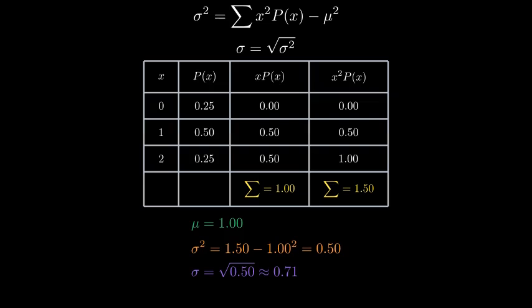The mean is 0 times 0.25 plus 1 times 0.50 plus 2 times 0.25, which equals 1. The sum of X squared times P of X is 0 plus 1 times 0.50 plus 4 times 0.25, which is 1.5. So the variance equals 1.5 minus 1 squared, which is 0.5. The standard deviation is the square root of 0.5, about 0.71.